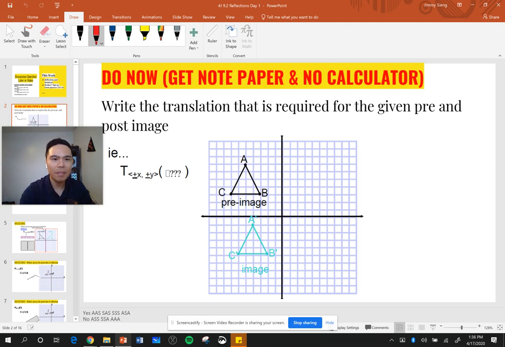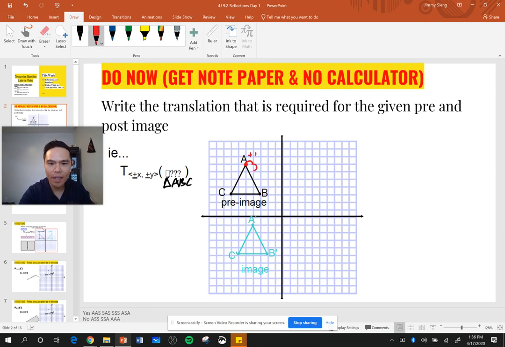Here I have the pre-image of triangle ABC. Assuming that this pre-image is the same, going back to congruency of triangles, I can see how far away it moved. So I can start by looking at point A. I can see it's going to the right 1, so we know it's positive 1.